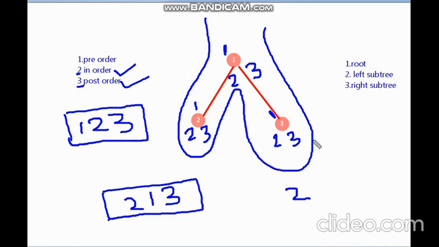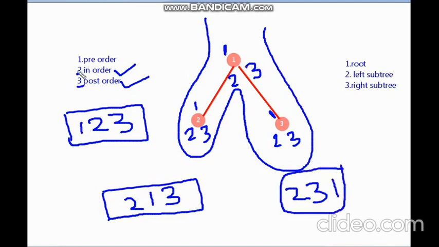This 3 is for the third node. Yes, 3 is printed. Then I am traveling like this. Yes, 3 is visited. Then the 3 is for the root node, right? That is the root. So this is post-order.